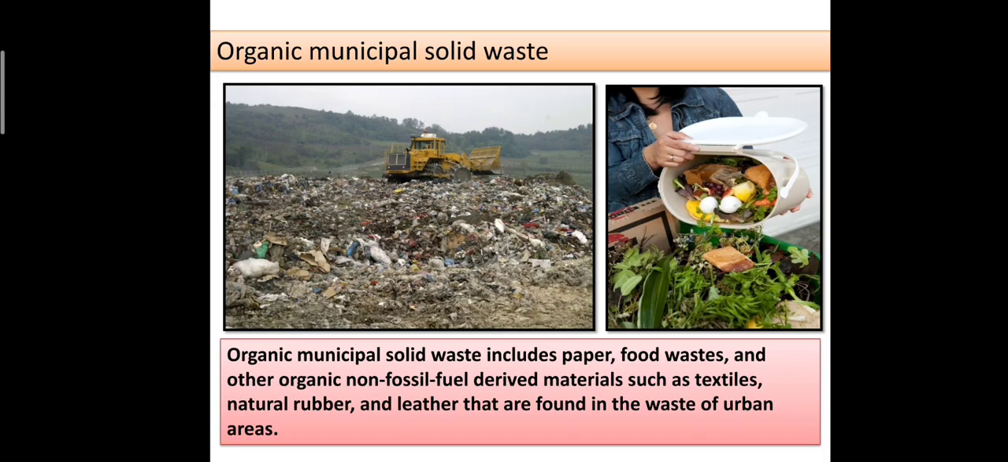Now, the organic or municipal solid waste, what will this include? The paper, food waste, and other organic non-fossil fuel derived materials such as textiles, rubbers or leathers. These are called the organic municipal solid waste. Currently in the United States, approximately 31% of organic waste is recovered from municipal solid waste via recycling and composting programs, 62% is deposited in landfills, and 7% is incinerated.